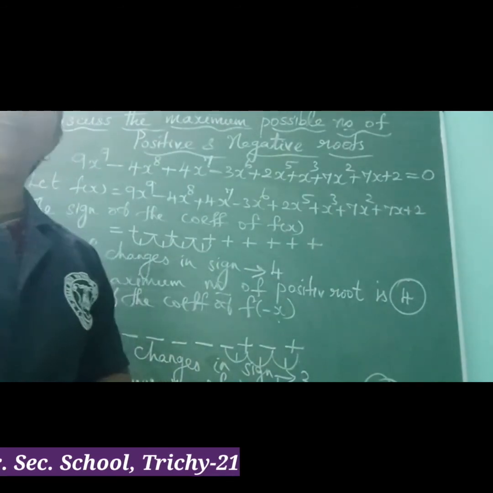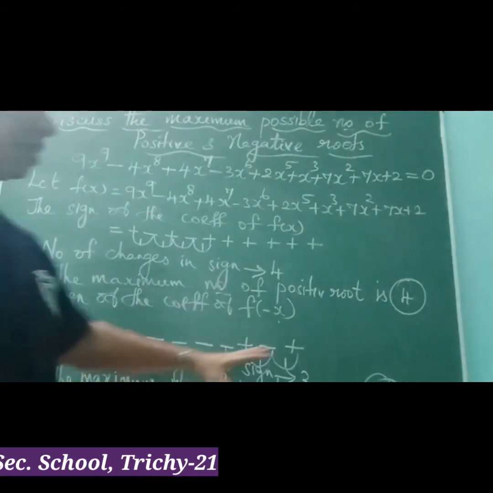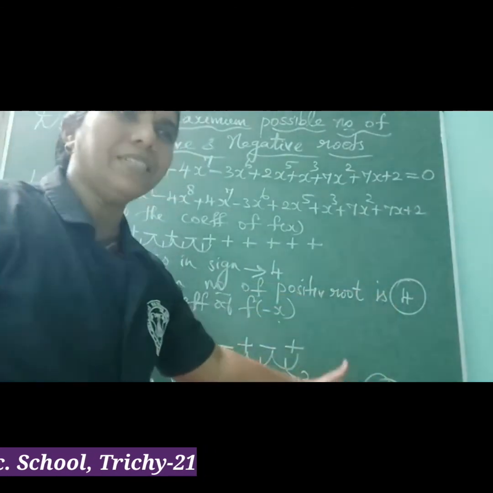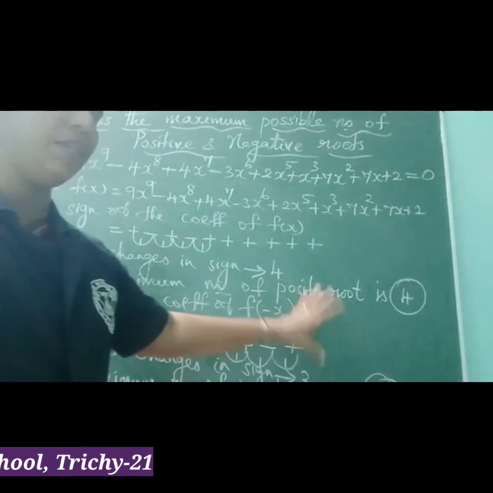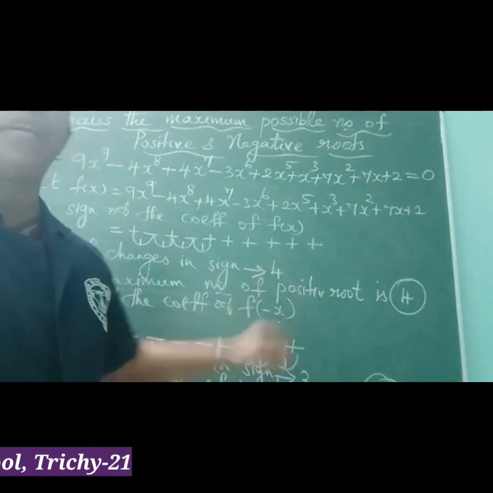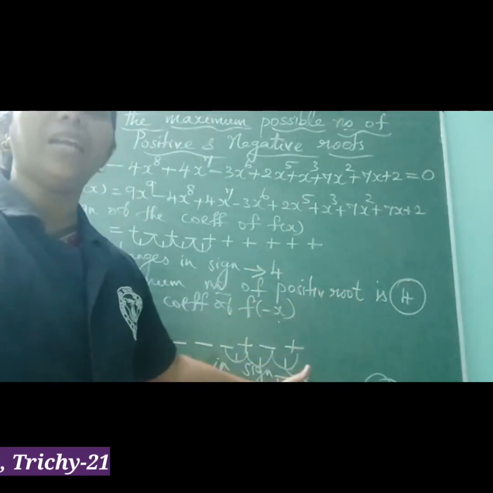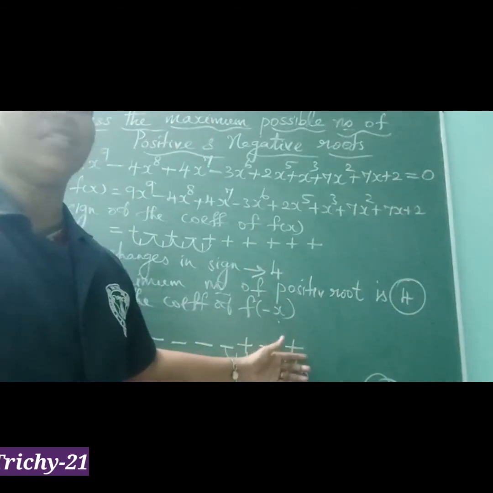So when we are solving sums like this, after finding 4 plus 3 is 7, the remaining roots we have to consider as imaginary roots. So for this sum you can conclude the answer as there are 7 real roots and 2 imaginary roots for this polynomial.